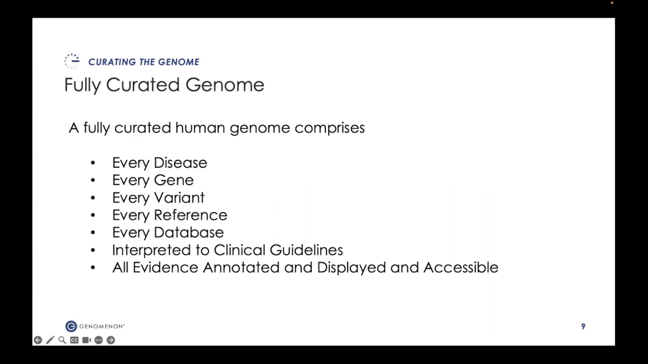Probably asking yourself, what does a fully curated genome look like? I'll tell you: a fully curated human genome comprises every disease, every gene, every variant, every reference, every database, interpreted to clinical guidelines, with all evidence annotated, displayed and accessible. In this process, we have recognized the value of reviewing this type of evidence and providing insight for disease causation at the gene level too. Next slide, please.